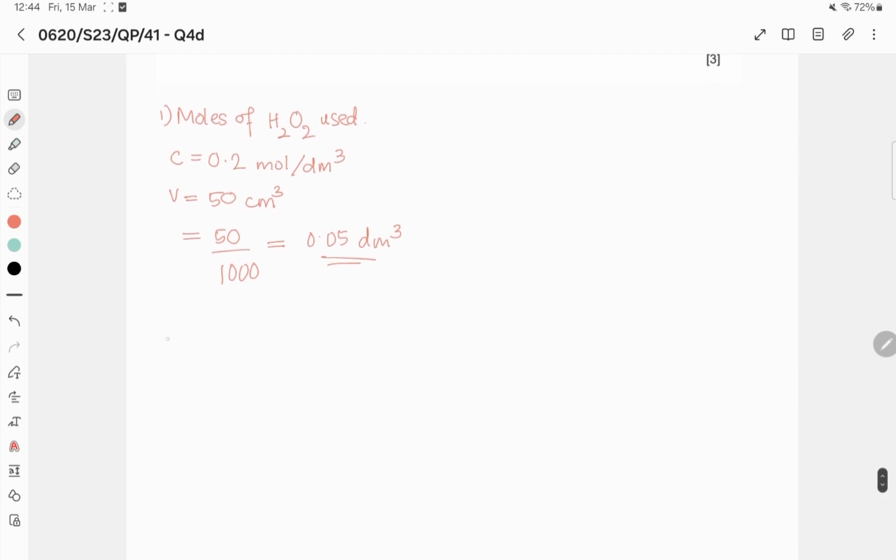Next, let's find the moles of hydrogen peroxide used in this section of the question. So, moles is equal to concentration times volume, thereby 0.2, which is our concentration, multiplied by 0.05 volume. The final answer is equal to 0.01 moles.